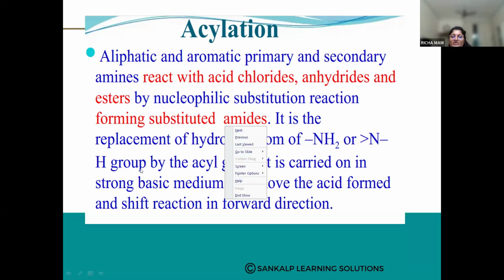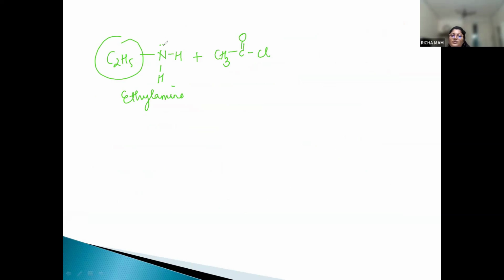Now, when you are seeing acylation, what happens in acylation, students? Primary and secondary amines we are going to treat. Let me give an example, then you'll come to know. This is an ethyl group, so it is ethylamine. React it with an acid chloride. Let me take acetyl chloride. This lone pair will attack the carbonyl carbon.